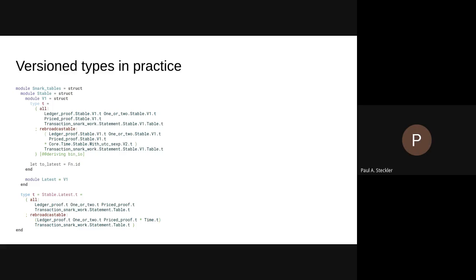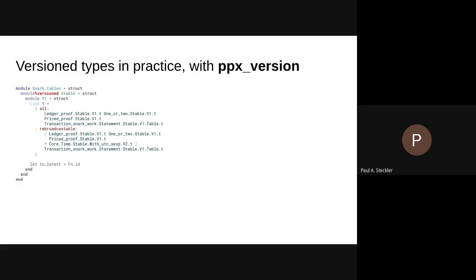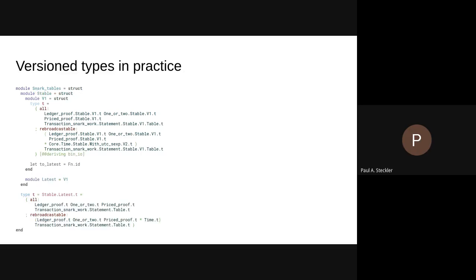So we've embellished this framework with a module annotation. You see that stable has this annotation versioned, and this allows us to omit the module alias, and it also allows us to omit the declaration of the unversioned type T. Let me just flip back here. You can see that the module alias disappears when I go to the next slide, and also the type T at the bottom disappears.